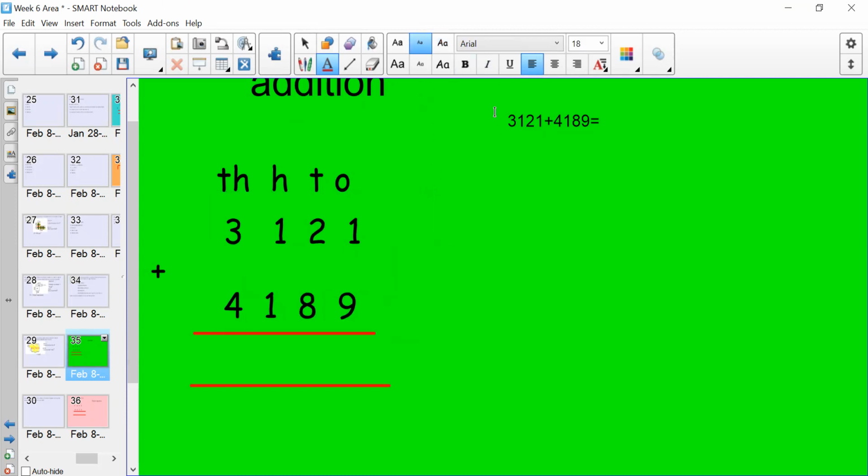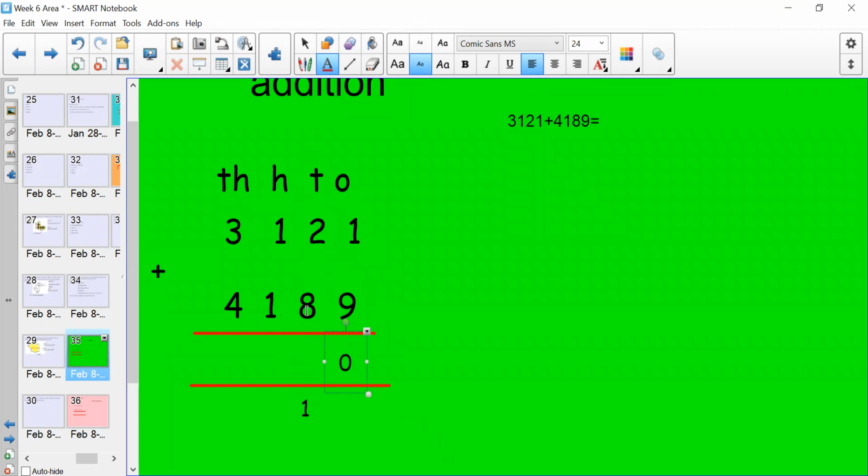Okay, so when we are adding, we start in the ones column. So 1 add 9 is 10. Okay, so I can't put the answer 10 in the ones column, so we need to regroup it. So some of you regroup at the top, some of you regroup underneath. It does not matter where you regroup, as long as you know that you need to regroup the number. So I'm just going to regroup at the bottom, and then we put the 0 there.